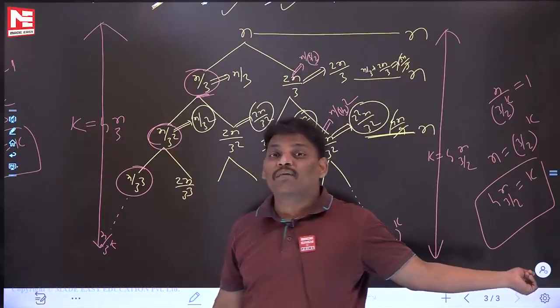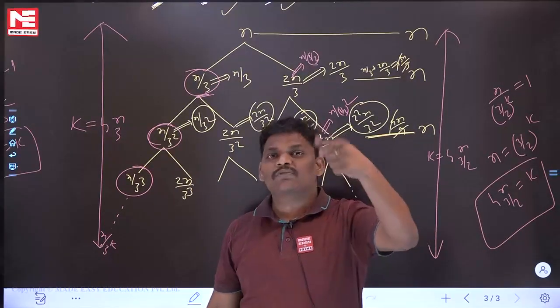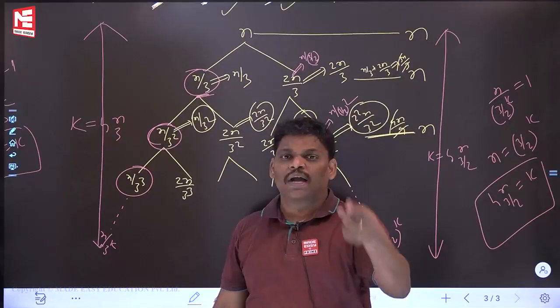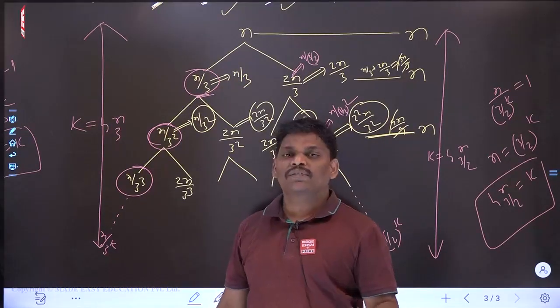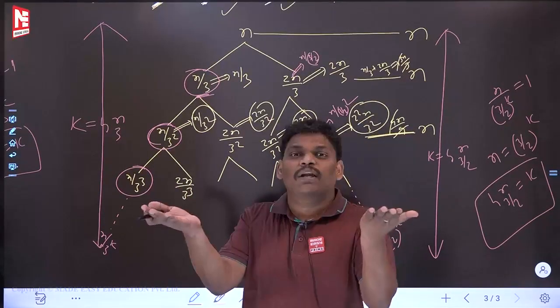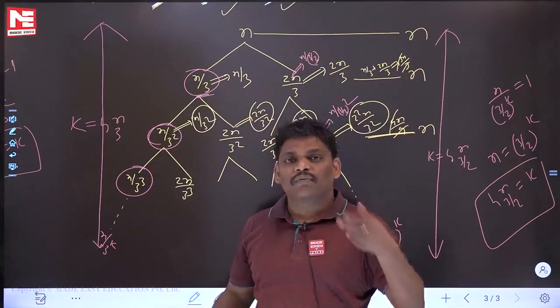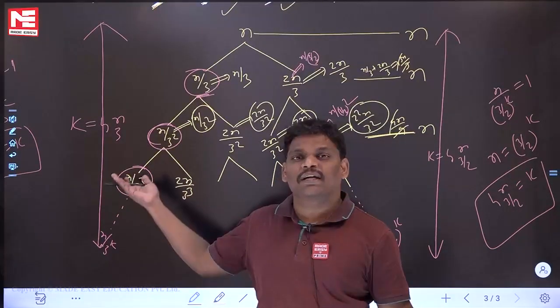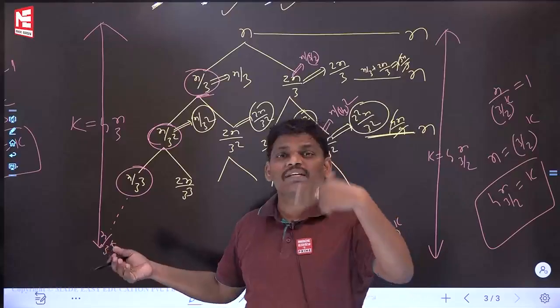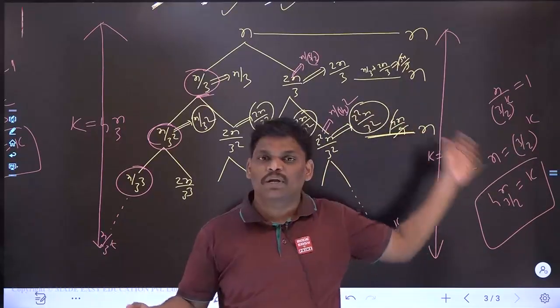Why is the right height log n base 3 by 2? If you always divide by 3 by 2, 3 by 2, 3 by 2, the height becomes log n base 3 by 2. Can you say left and right are dividing equally or unequally? Unequally. Left is always divided by 3, so the left height is log n base 3. Right is always divided by 3 by 2, so the right height is going to be log n base 3 by 2.